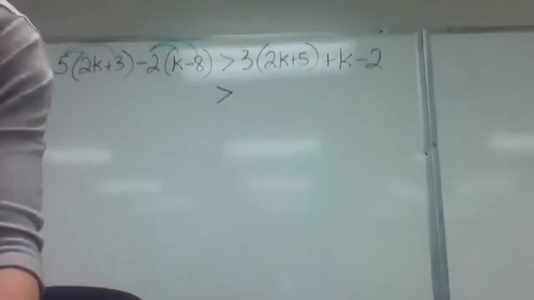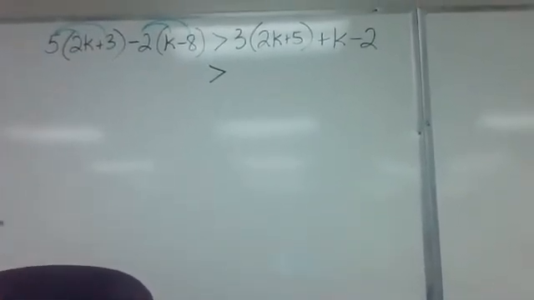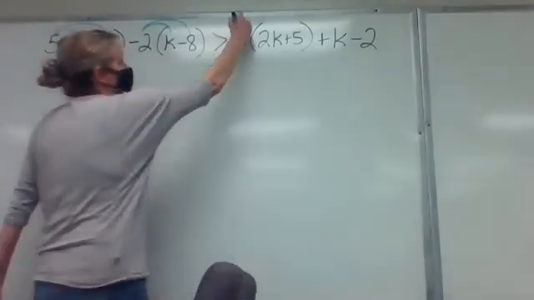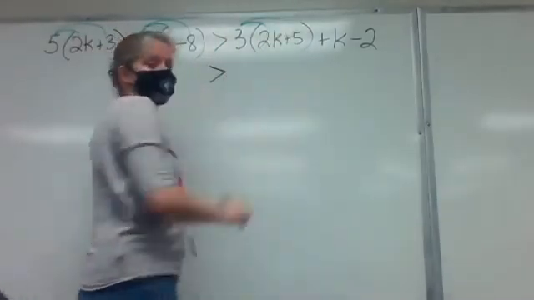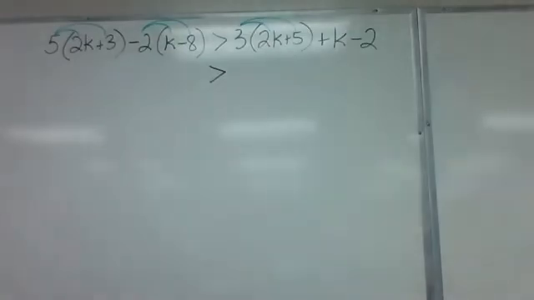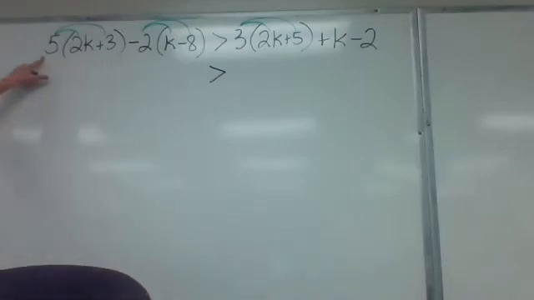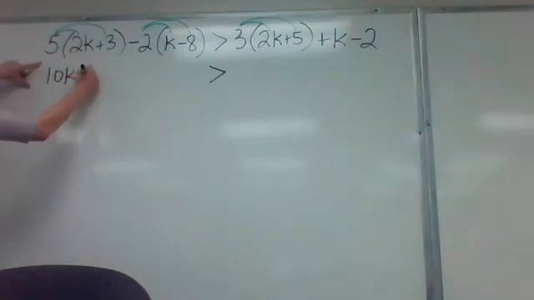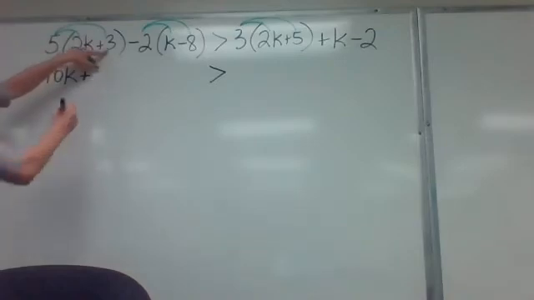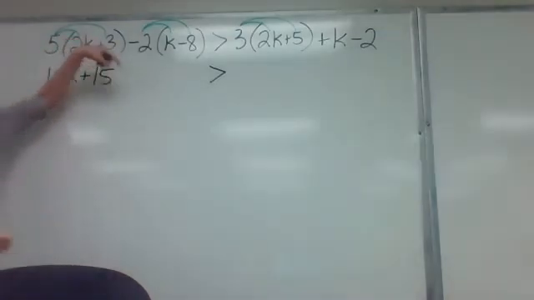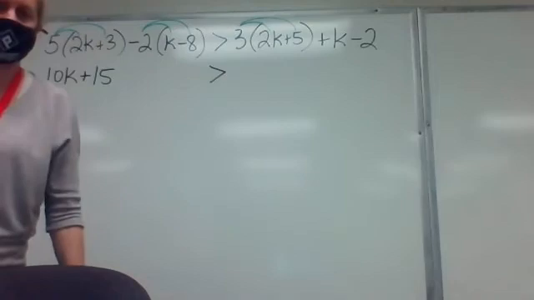On the other side, there's a 3 bumping up against this one, so I'll distribute the 3. So I'm going to get rid of all those parentheses on this next step. So again, you're just multiplying what's inside. So let's see, here I've got 5 times 2k, which gives me 10k. Plus 5 times 3 gives me 15. So there's that parenthesis gone.